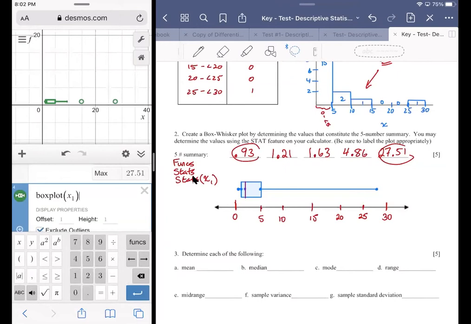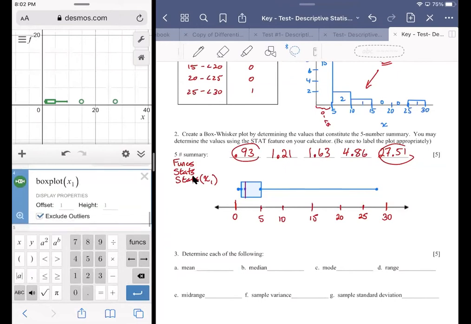And it asks you for a couple of things. It asks you for an offset, a height, and whether or not you want to exclude outliers. By the way, that's it telling you that it'll figure out outliers for you if you want it to. But when we're asked to create a box plot, we do not want to do that. So we leave exclude outliers off.